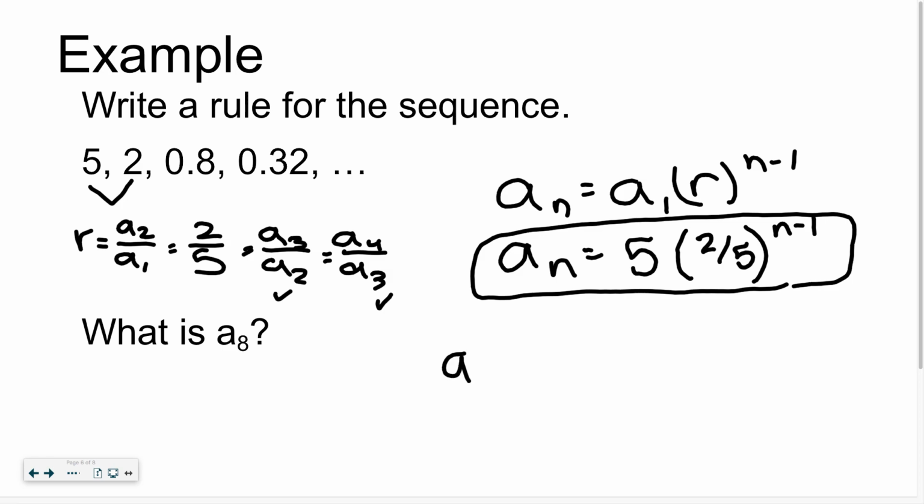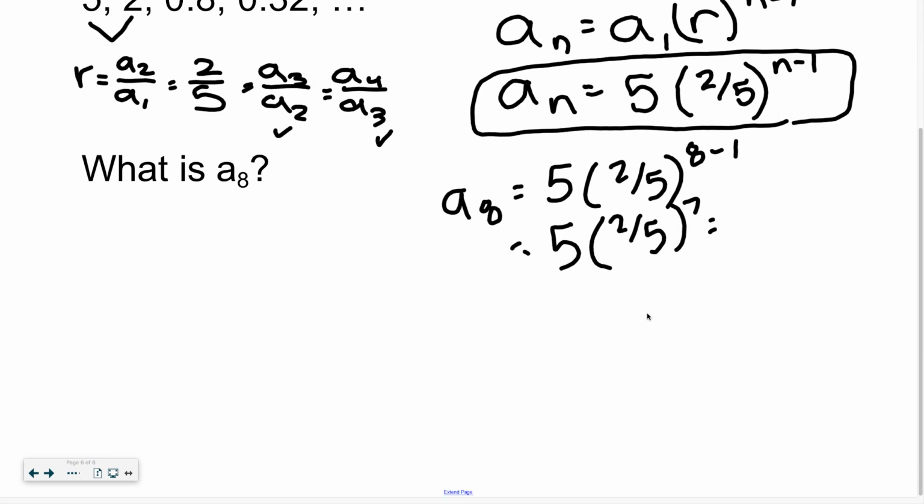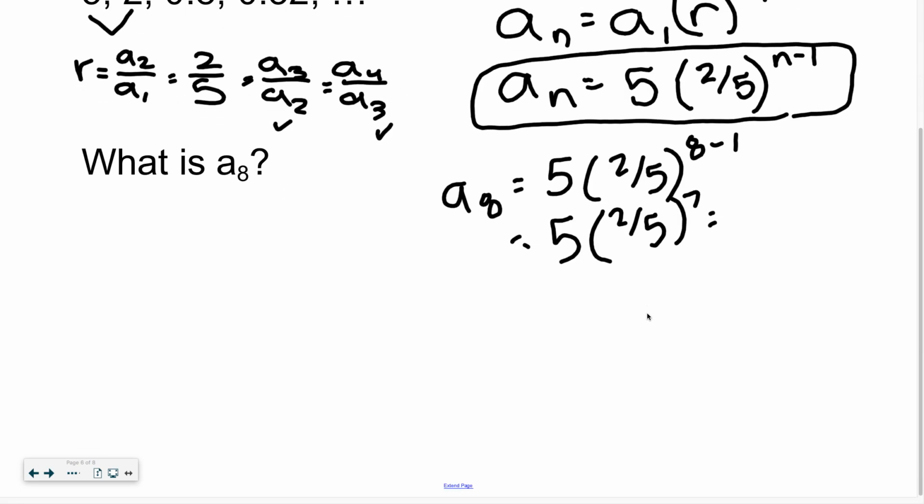Okay, to find a sub 8, of course, you would just make the substitution, right? Can you type it in your calculators and make sure you know where your exponent button is? That would be 8 minus 1, or I usually just type in 1 less than the term that I'm trying to find, so raise it to the 7. I'm getting 0.008192.